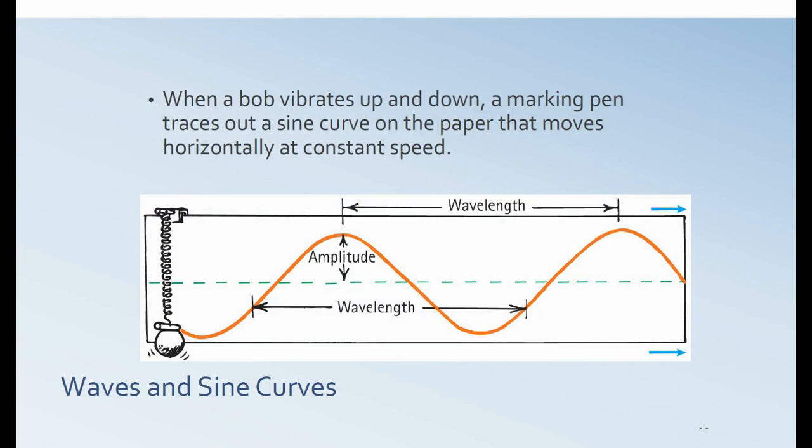We can also make these sine curves by setting, say, a weight bobbing up and down on a spring. So you can see here on the left we have our weight. He's attached to a spring. As we start it moving up and down, if we have a pin attached to our weight, it's going to draw the same sine curve on the paper as the paper is pulled past the pendulum.